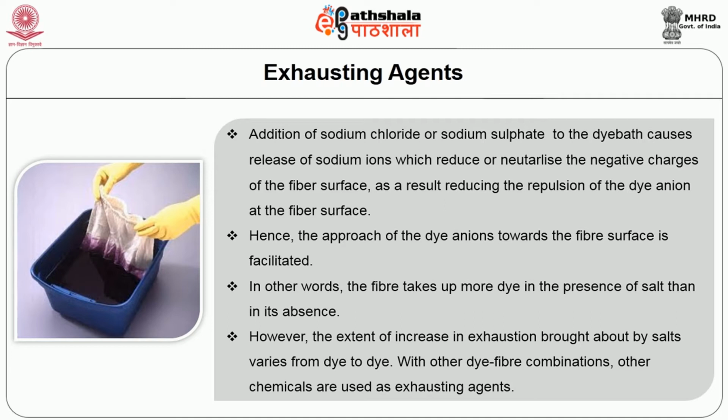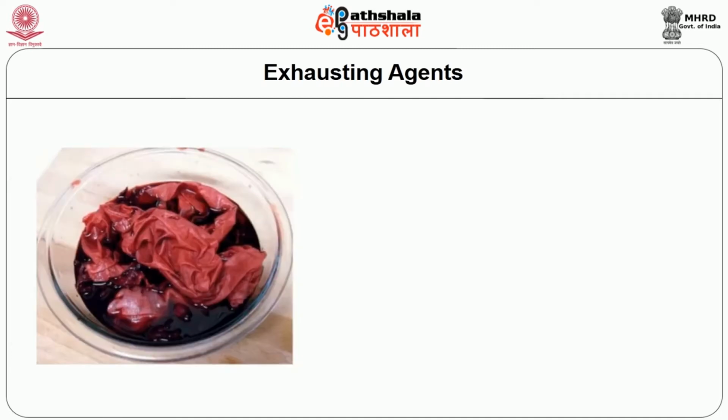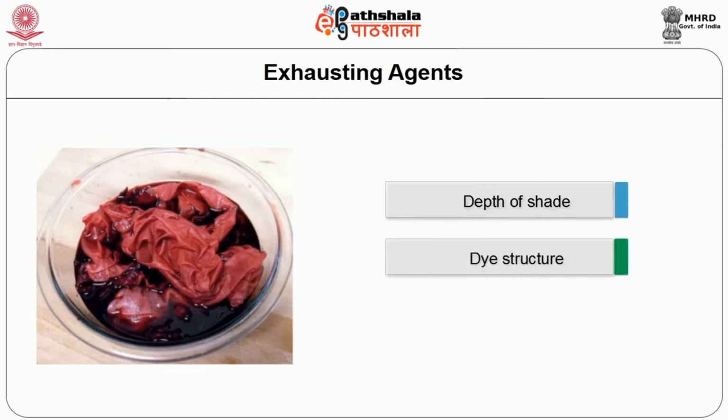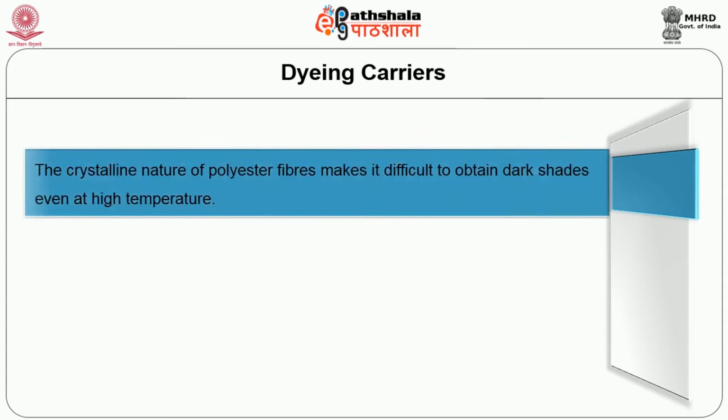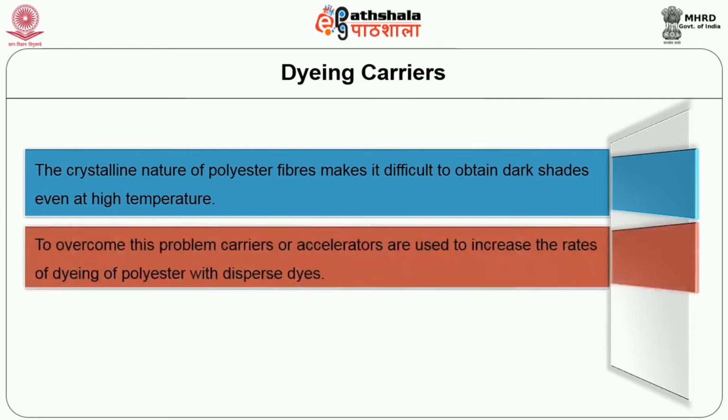With other dye fiber combinations, other chemicals are used as exhausting agents. The quantities of electrolyte present may vary up to 100 gram per liter depending on depth of shade required, dye structure, and recipe. Carriers. The crystalline nature of polyester fibers makes it difficult to obtain dark shades even at high temperature.